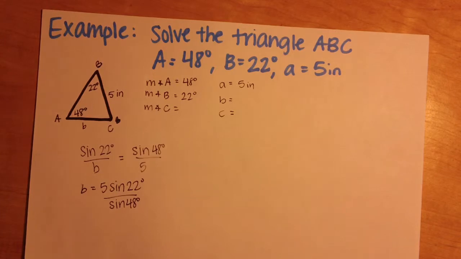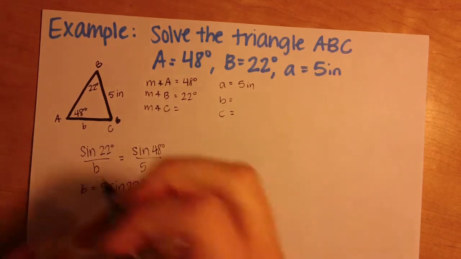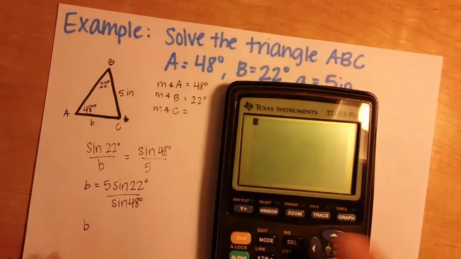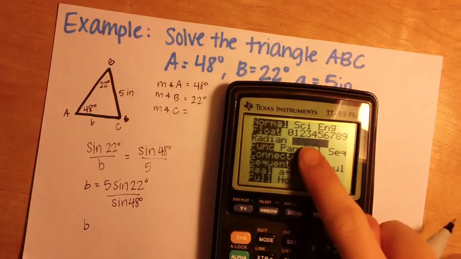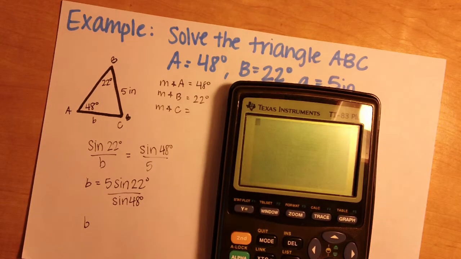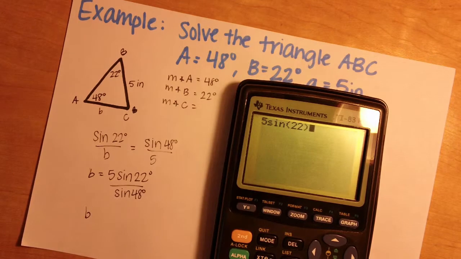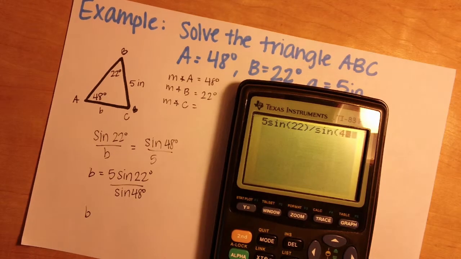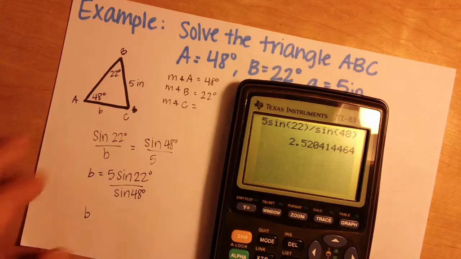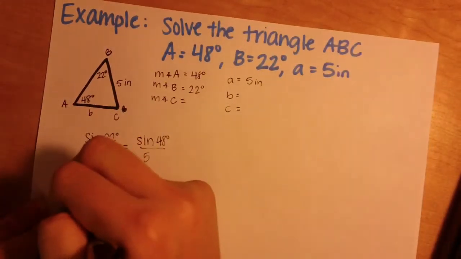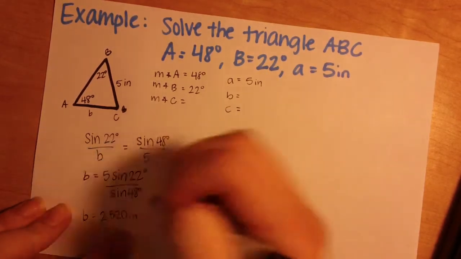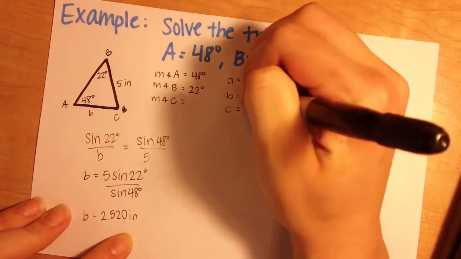And then to solve for this, we're going to have to put this in the calculator. You want to make sure your calculator is in degree mode. So you put it in degree mode, and then we can do 5 sine of 22 divided by the sine of 48. And we get 2.520. So our side b is 2.520 inches. So I can go ahead and put that up here.